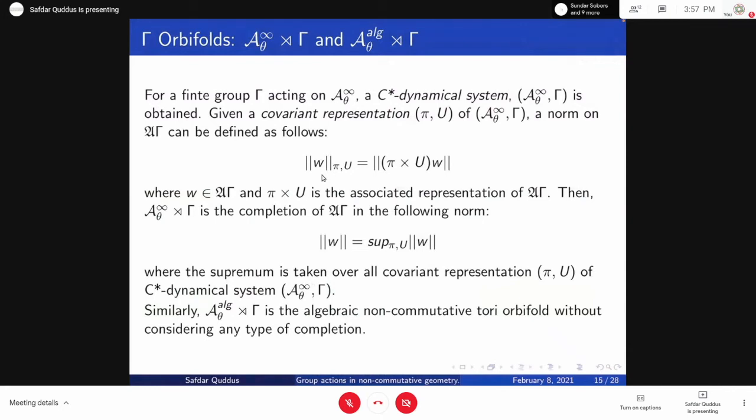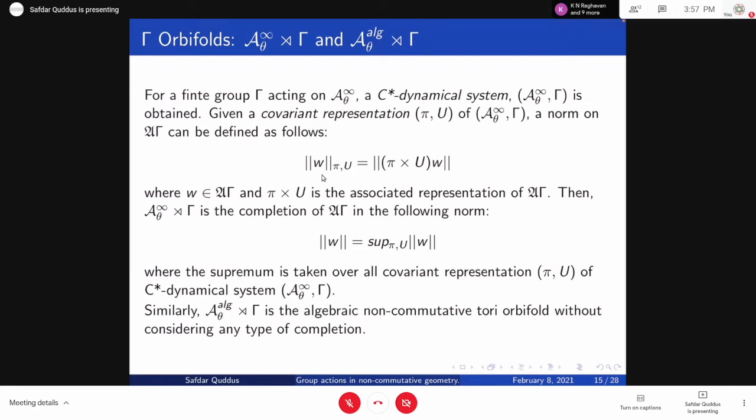So this is the technical definition of how to calculate a cross product algebra given a group action. We have the C-star dynamical system, and from that C-star dynamical system we have a representation onto some Hilbert space, and then we look at the group algebra, and then we look at the completion of the group algebra in a certain norm, and that gives us the cross product algebra.